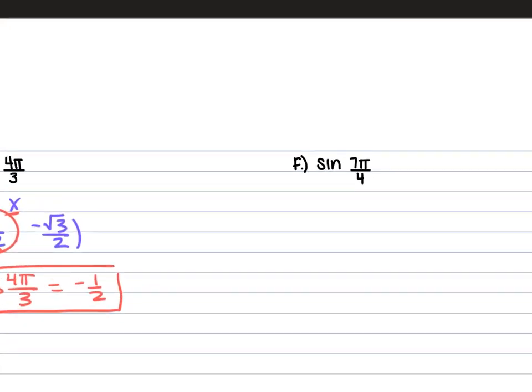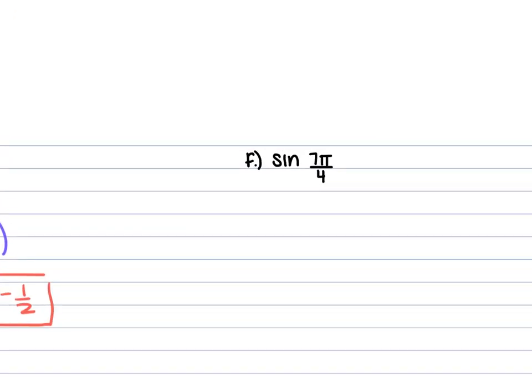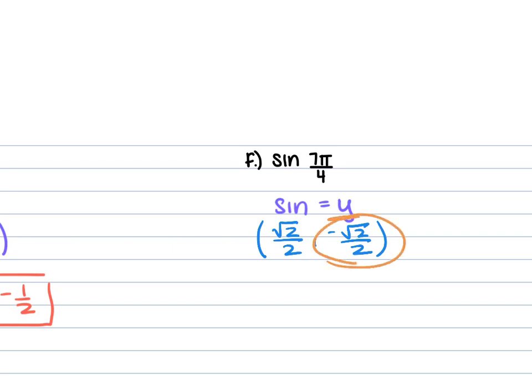And then for F, we have sine of 7 pi over 4. So sine is y. Look back at the ordered pair: square root 2 over 2, comma negative square root 2 over 2. If we're just taking the y value from this, that negative square root 2 over 2 is our answer. So the sine of 7 pi over 4 is equal to negative square root 2 over 2.